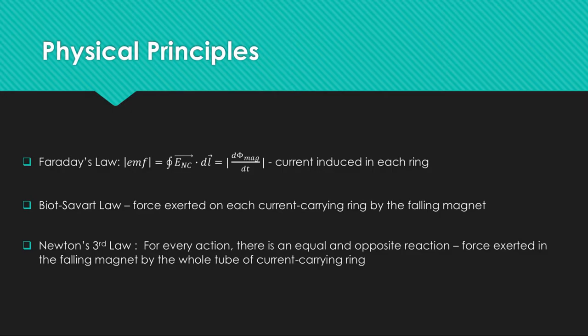Some of the physical principles that we will be observing and using in this lab. First is Faraday's Law, once again, which will help us to calculate the current induced in each ring. Then the Biot-Savart Law, which will help us to calculate the force exerted on each current-carrying ring by the falling magnet. And lastly, Newton's third law, which states that for every action there is an equal and opposite reaction. We will use this to calculate the force exerted on the falling magnet by the whole tube of current-carrying rings.